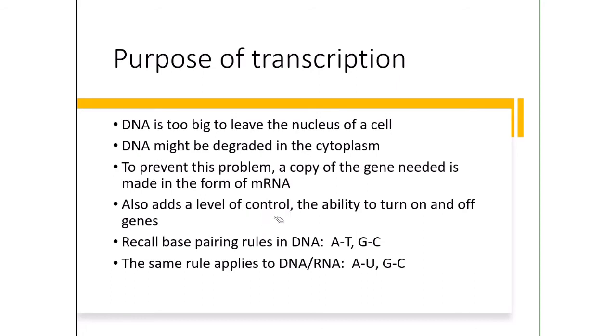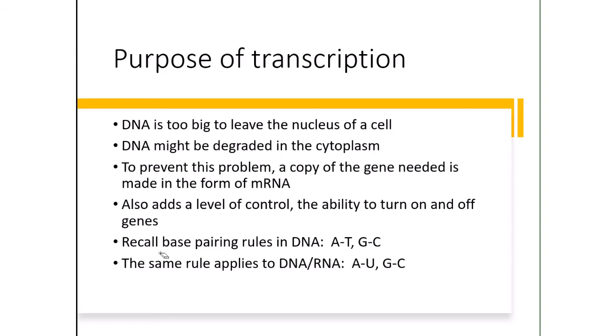So this adds a level of control. You can control when to copy the gene. You can control how often to copy the gene. And you're able to turn the gene on and off by choosing when to copy it and when not to. For example, you're not going to have to make insulin 24/7, right? You only need it whenever your blood sugar level is high. So there's no point turning on that gene all the time. A lot of genes are going to be turned on as needed, and by having transcription, you can have that additional control.